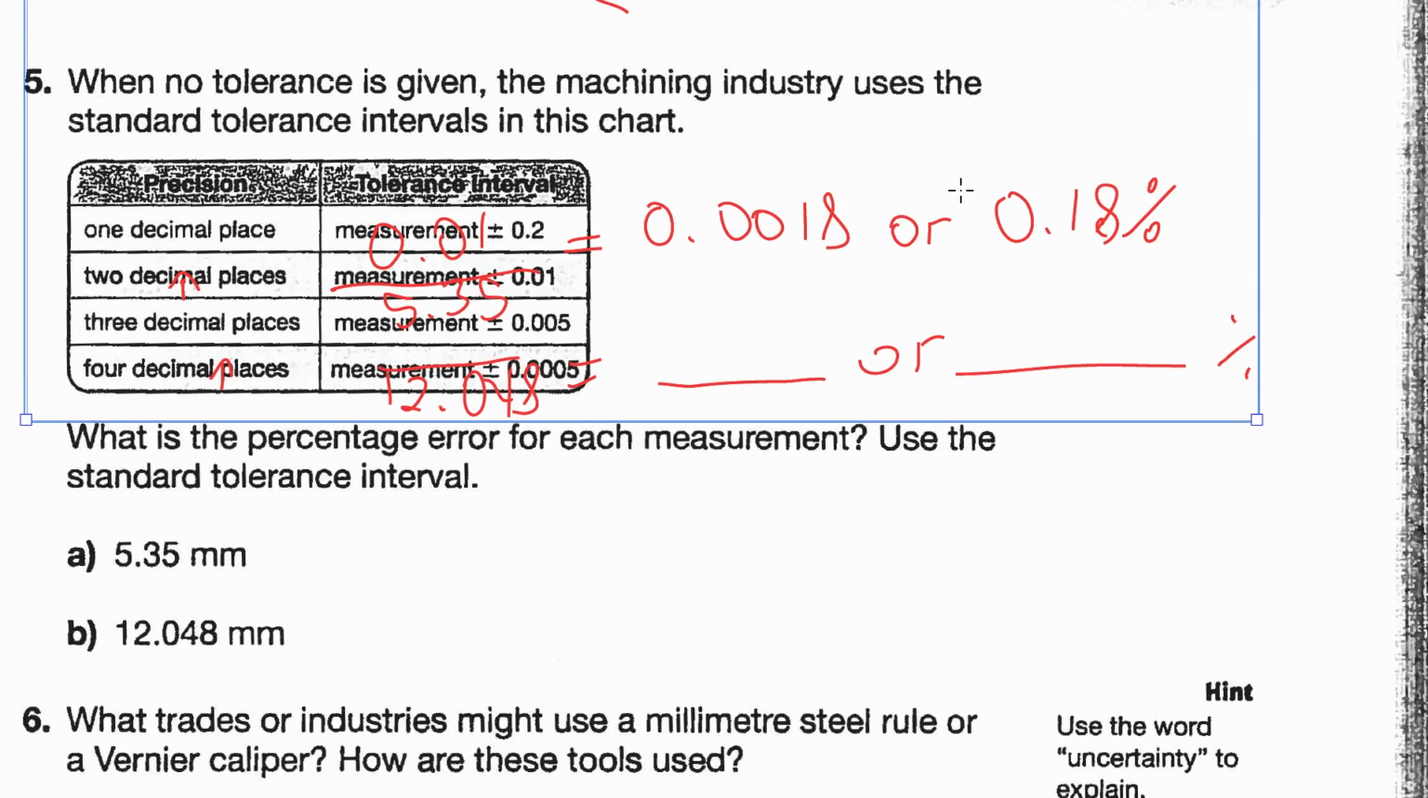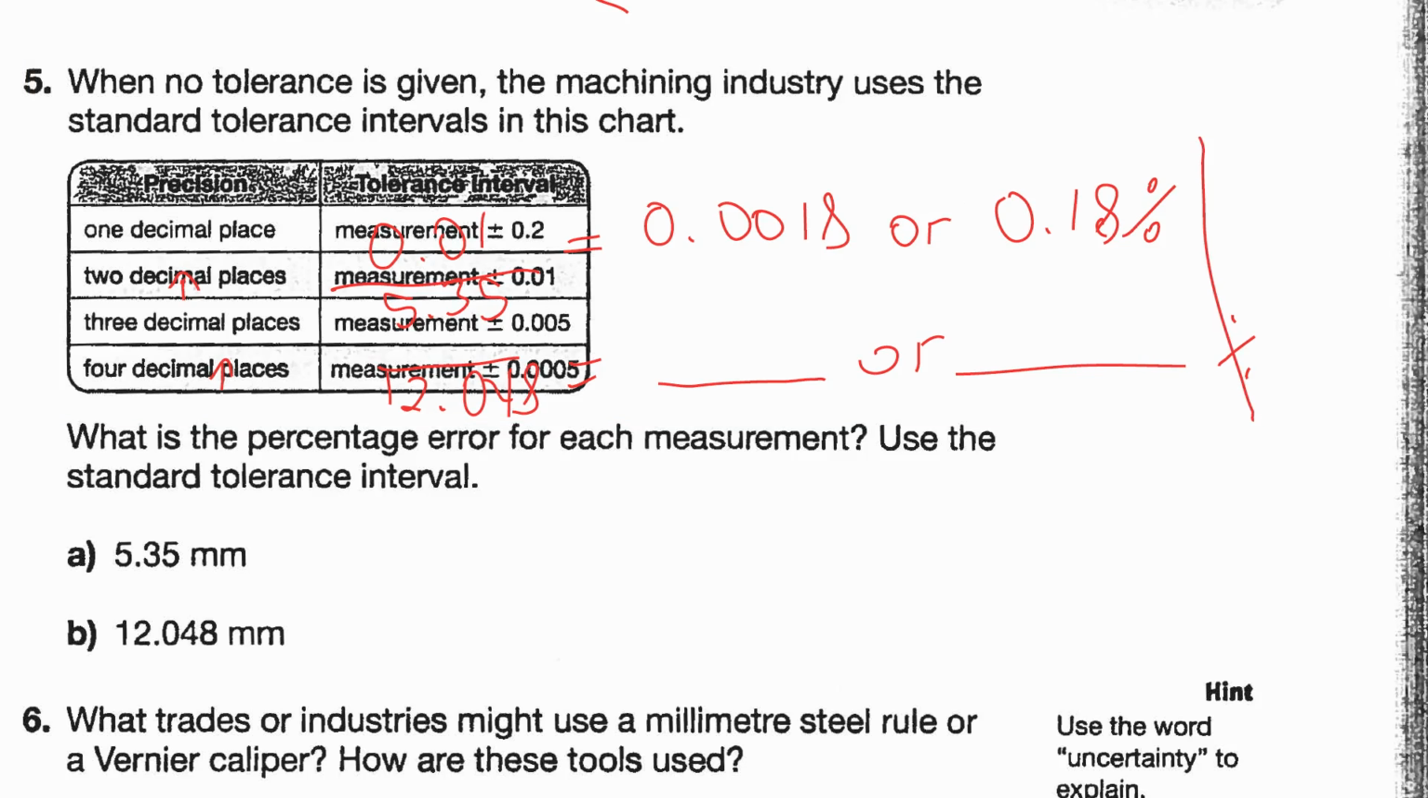Okay, the last one. Number 6 here: what trades or industries might use a millimeter steel ruler or vernier caliper? How are these tools used? Don't even worry about 6. Okay, so that's the unit. Awesome. Next unit will be unit 6, so stay tuned.